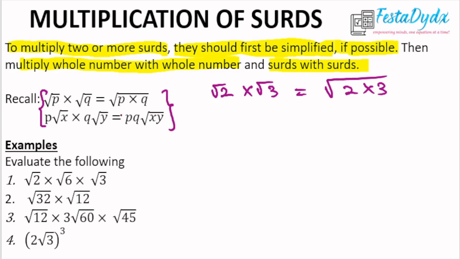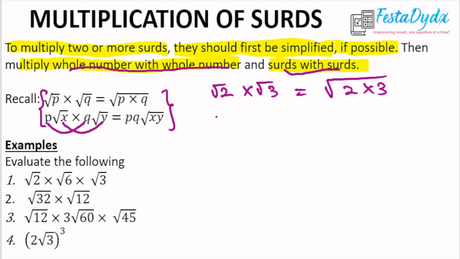The other rule here says p root x times q root y is equal to pq root xy. The p here stands for multiplying whole number with whole number. So it's saying multiply p by q. p here represents a whole number, q here represents a whole number. And then it says surd with surd. So we have surd x and surd y. So that's how we have p times q, which is pq, then root x times root y, which is root xy.